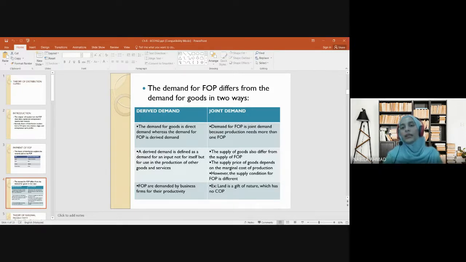Joint demand pula, the demand for factors of production is joint. Because production needs more than one factors production. Kita tak boleh kata kita nak labor je. Tak boleh. Kita kena ada machine, kita kena ada buildings and so on. Jadi di sini, kita perlukan beberapa factors of production untuk menghasilkan barang dan perkhidmatan. Because of that, kita panggil demand dia sebagai joint demand.